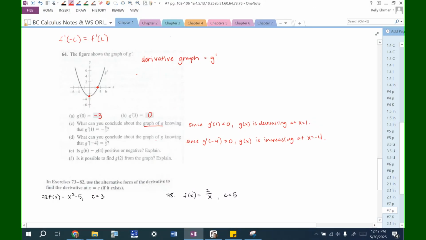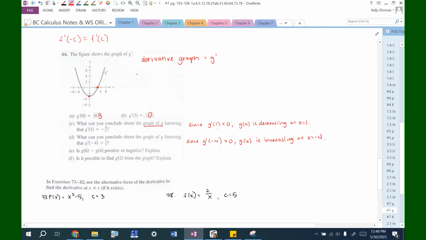It's important to write where that's happening because g of x might not have the same behavior at every single x value. It probably doesn't. So we're just talking about what we know at this specific location. This doesn't tell me about what's happening anywhere else on g of x.